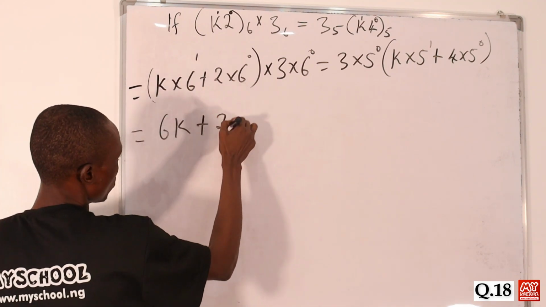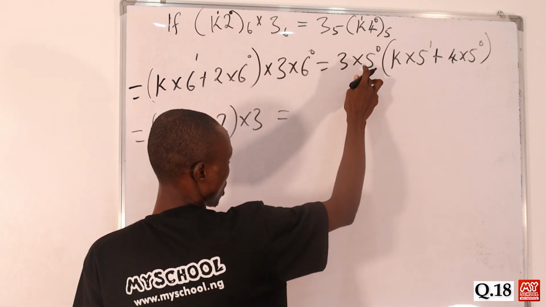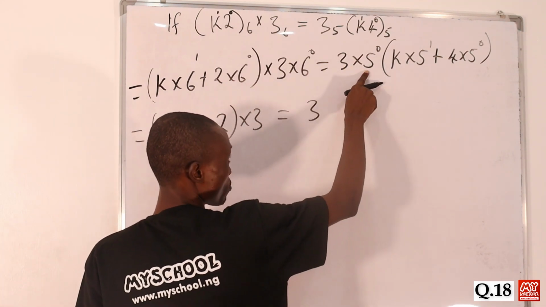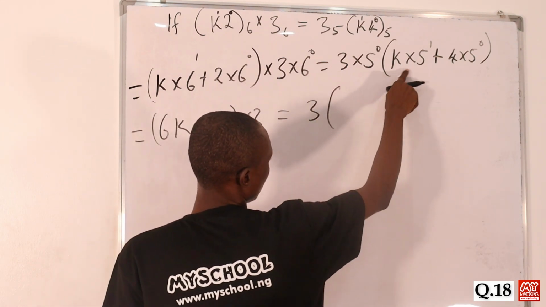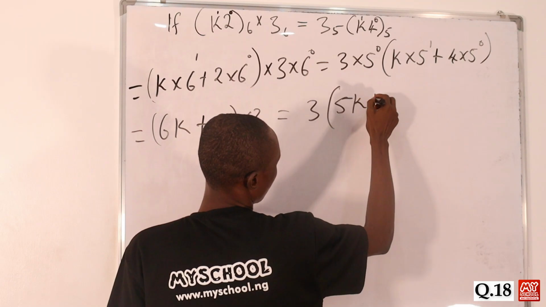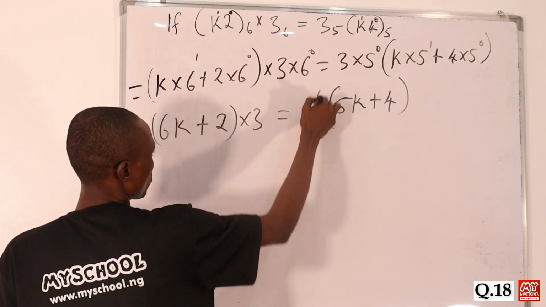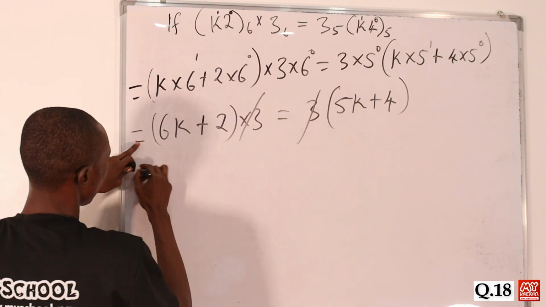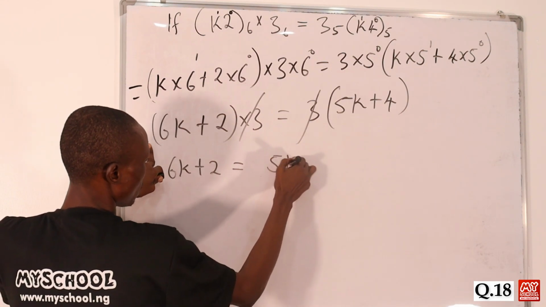Then plus 2 in bracket times 3 is equals to, this is actually equals to 3, because any value raised to power 0 is 1. So 3 times 1 is 3. Then bracket open, this will be 5k. Then plus, this will be equals to 4, right? So we'll have 3 here, we'll have 3 here, so they will cancel that. So that here we're having 6k plus 2 is equals to 5k plus 4.